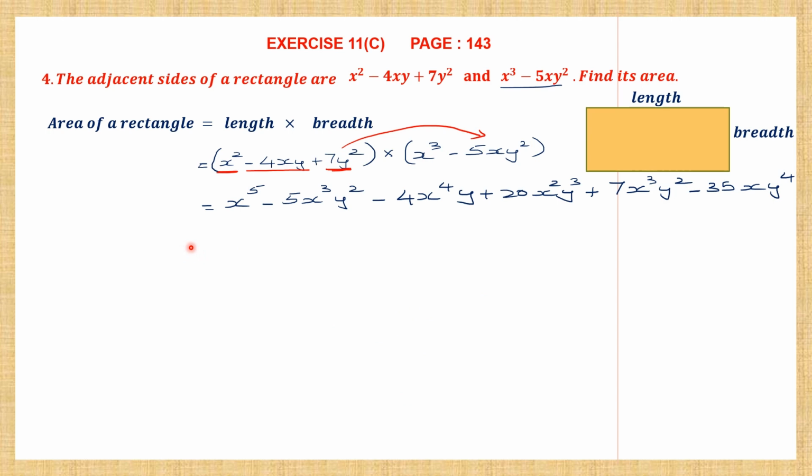So now we have to look out for the like terms. Now here we have x to the power of 5. Do we have another x to the power of 5? No. So we have only this. So let's write that first. So this will be x to the power of 5.